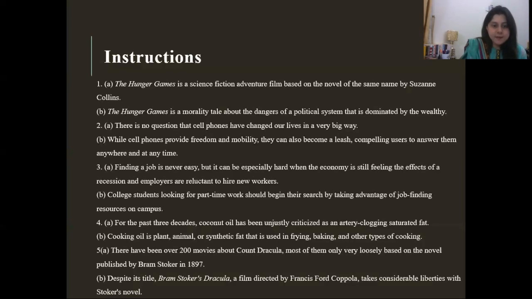Let's look at the second example on the same topic. Despite its title, Bram Stoker's Dracula, a film directed by Francis Ford Coppola, takes considerable liberties with Stoker's novel. ठीक है, तो it tells the stance of the writer, right? कि it takes liberties with Stoker's novel. So that is the stance. इसमें पता लग रहा है कि आप इस एस्पेक्ट पे फोकस कर रहे हैं कि इस डायरेक्टर ने ये फिल्म डायरेक्ट की है और it has taken liberties with the novel. तो ये इससे पता लग रहा है.